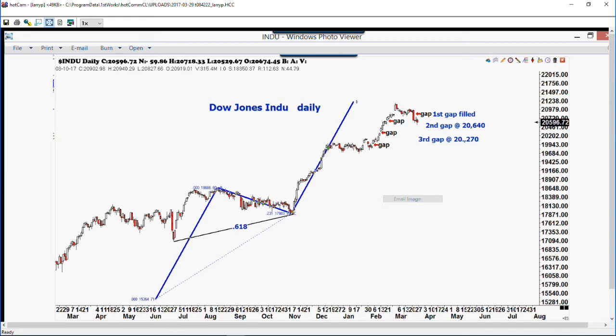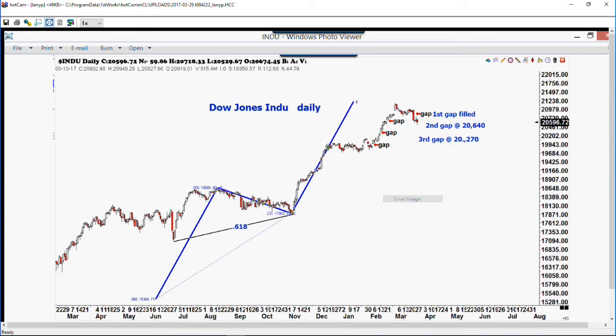So that's another gap that's there, but that's down 1,000 points, 3,000 points. But anyway, the second gap has been filled. That's the one at 20,640. The third gap is the one we're working on now, which is 20,270. That would be another 300 points lower than the lowest low that we made this past week, after we had that 7 down day move in the Dow Jones. So those are the numbers that I'm looking at.